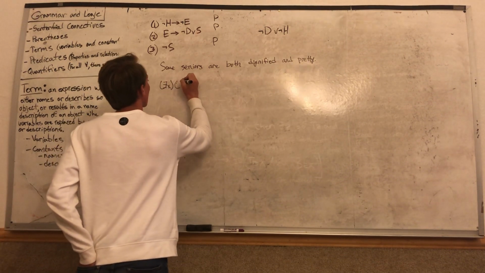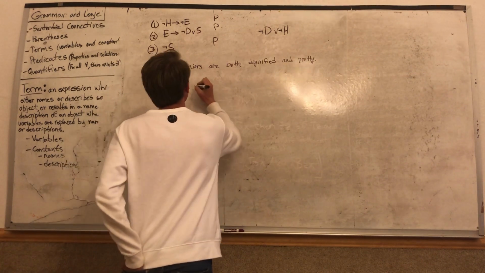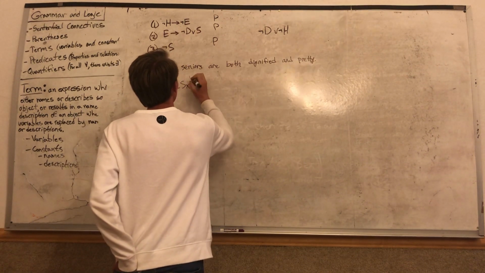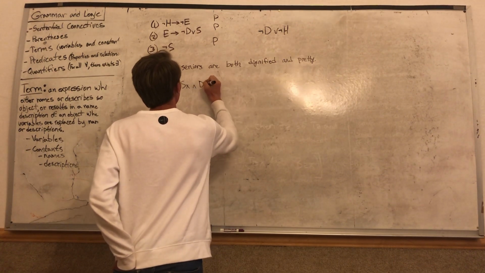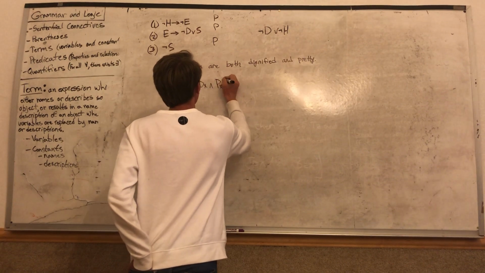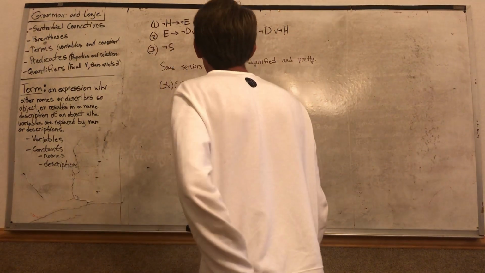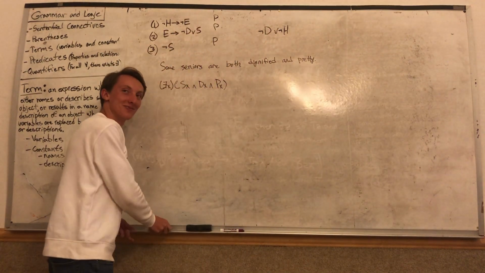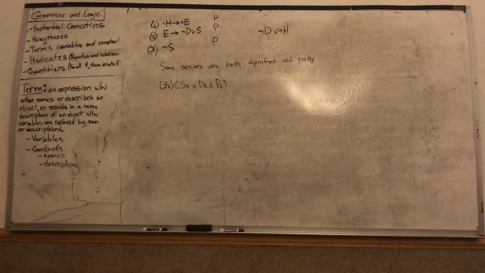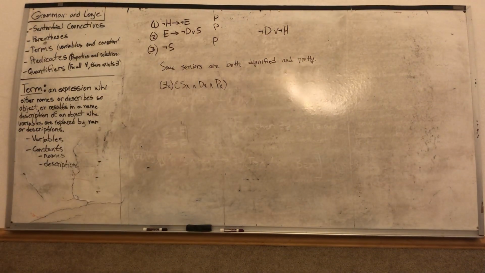There exists a person such that they're a senior and dignified and pretty. Perfect. There exists someone who's a senior, dignified, and pretty. Could you make dignified and pretty just one predicate? I do DP, but they're small enough, I just do it how we did it.